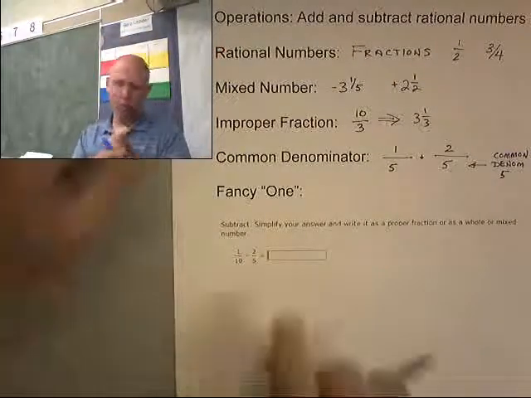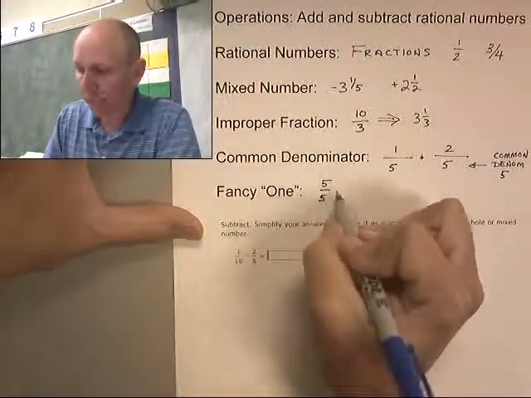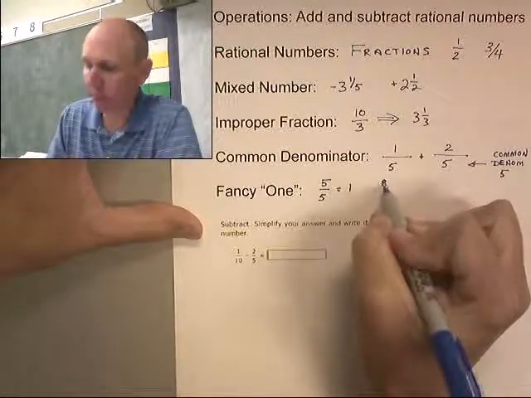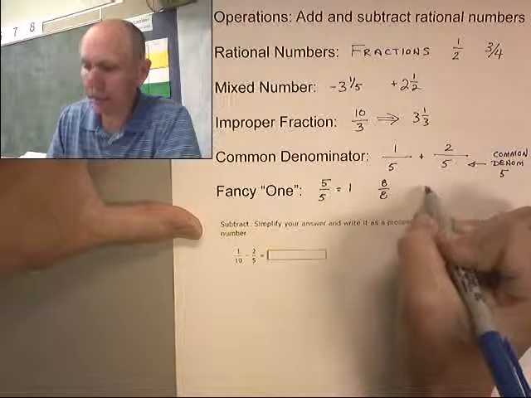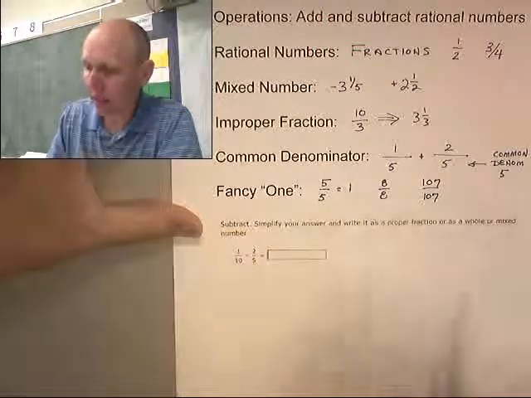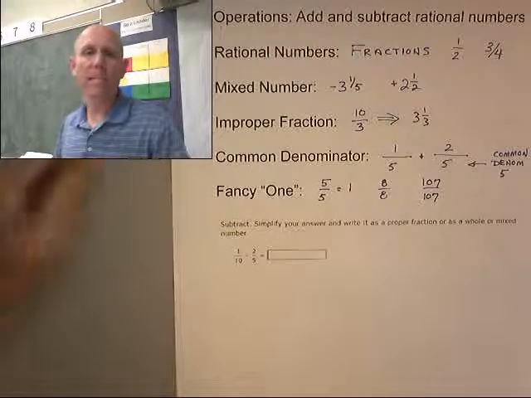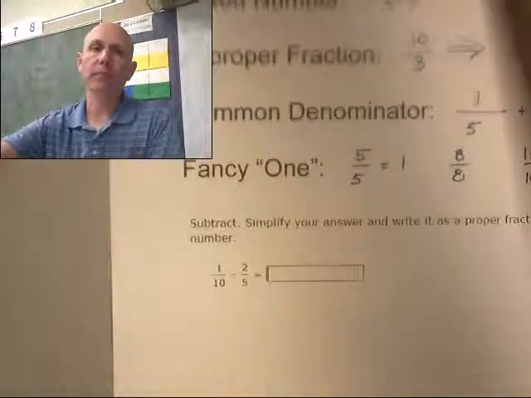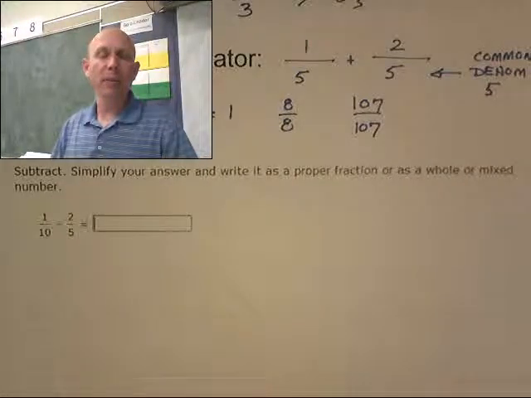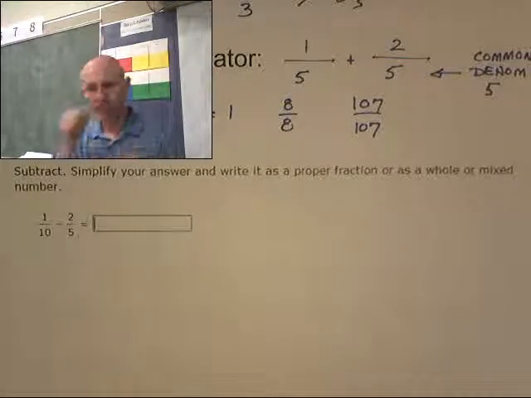And a Mr. Barr original, the fancy one. 5/5 is a fancy 1. It's the same thing as a 1. I can also make a fancy one of maybe 8/8. That's a 1. Pick anything over anything. 107/107. Those are fancy ones. We will use the fancy ones to build common denominators. Subtract, simplify your answer, and write it as a proper fraction or as a whole or mixed number.